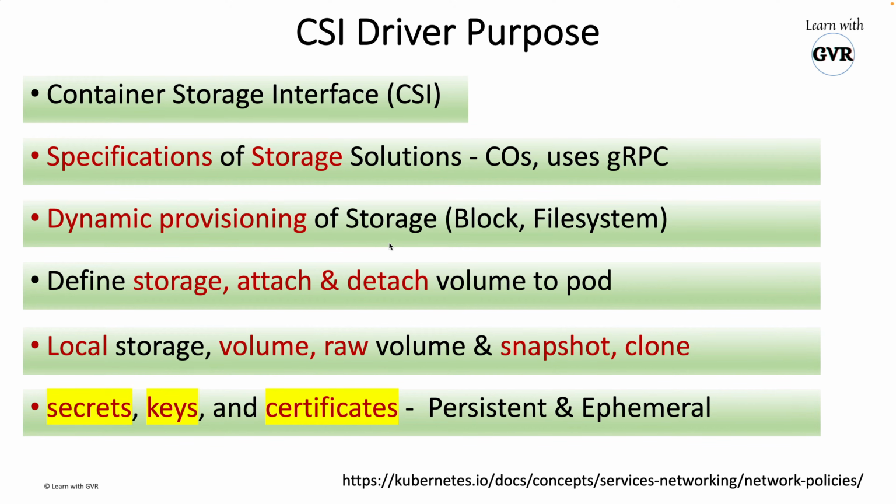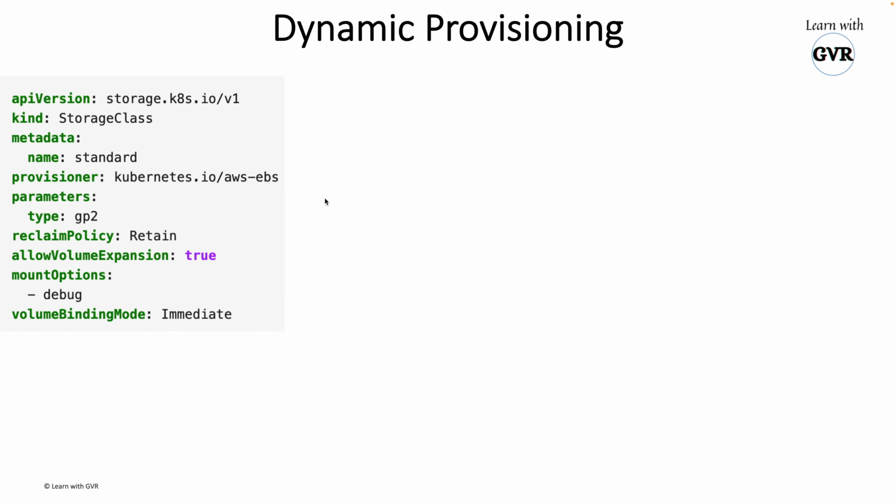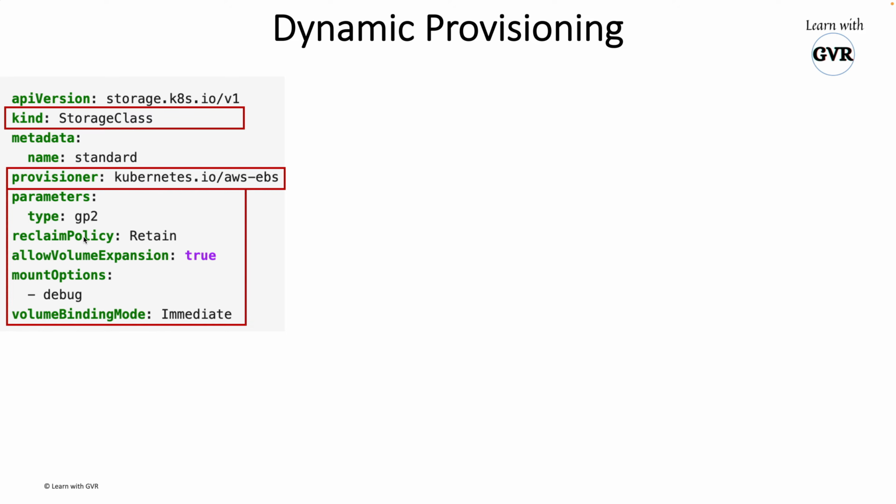So that's the whole purpose of the CSI driver. Now dynamic provisioning. In the CKA, what we have seen from the dynamic provisioning point of view is there will be a storage class and there is a provisioner, as we have seen in the previous slide, right? The provisioner is, I wanted to use dynamic provisioning of an AWS EBS, Elastic Block Store volume, and here the type is gp2, etc., and volume binding mode immediate, etc.